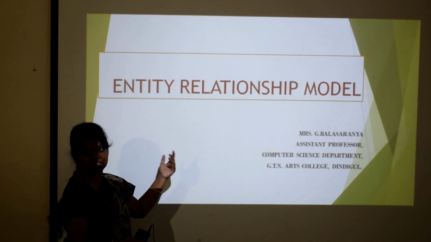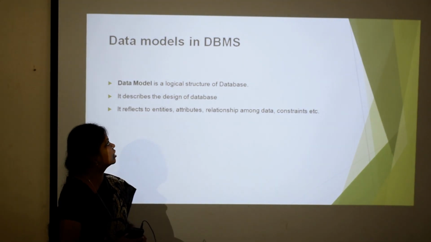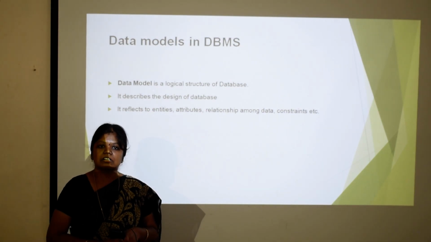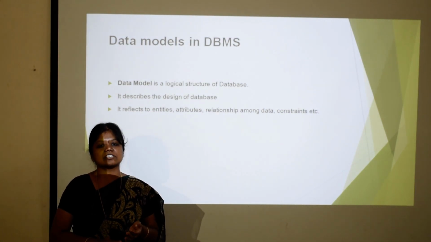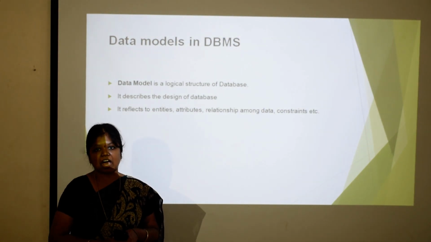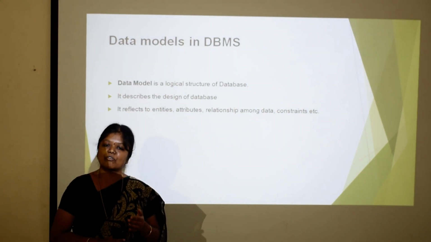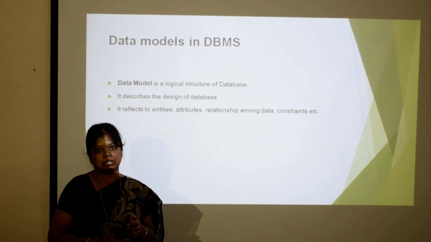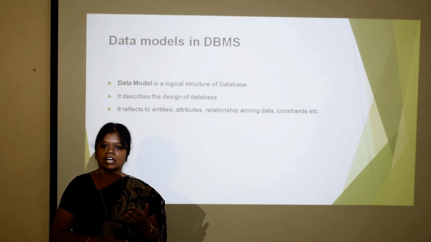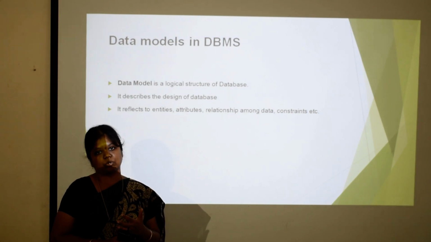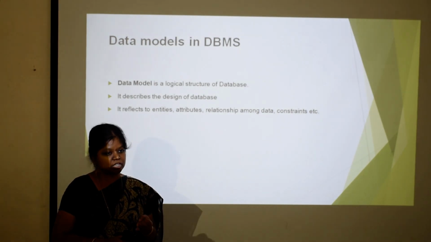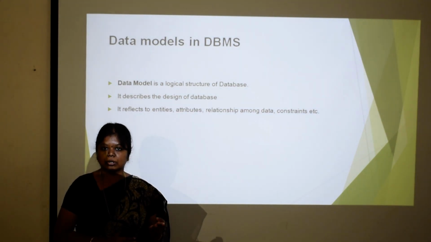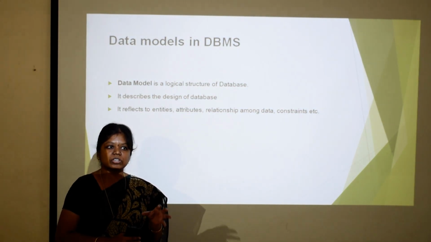Entity Relationship Model. Before entering into this Entity Relationship Model, we have to know what data is. Already we have learned what data is. Data is unprocessed raw fact. For example, if you are a student and we are going to maintain a database for you, what data are we going to collect? Data means your roll number, your name, your age, your phone number. These are all data.